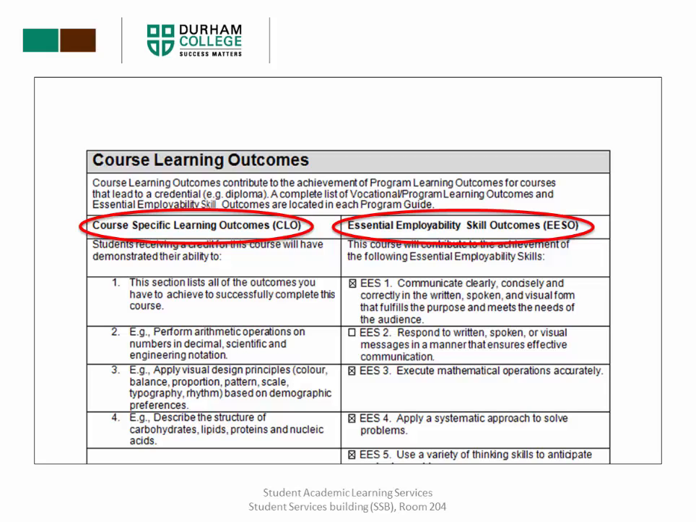There are 11 essential employability skill outcomes, and they include items like use a variety of thinking skills to anticipate and solve problems, and manage the use of time and other resources to complete projects. You may want to keep your course outlines after you've completed your courses for this section alone. They're useful when building your resumes.